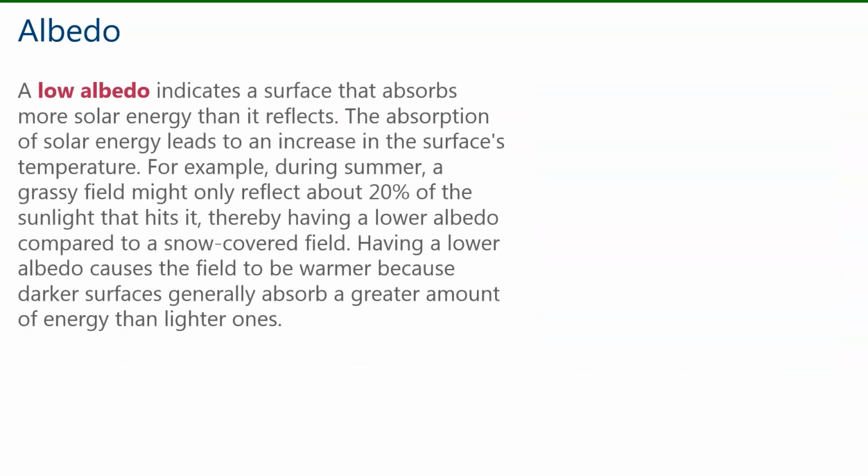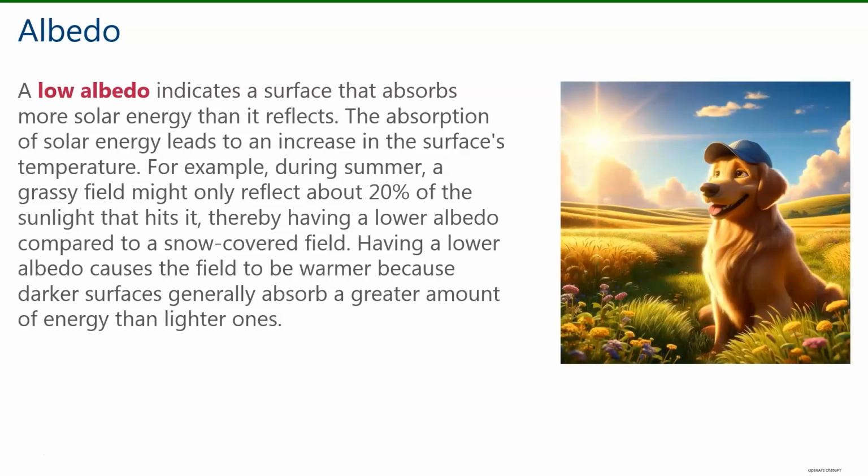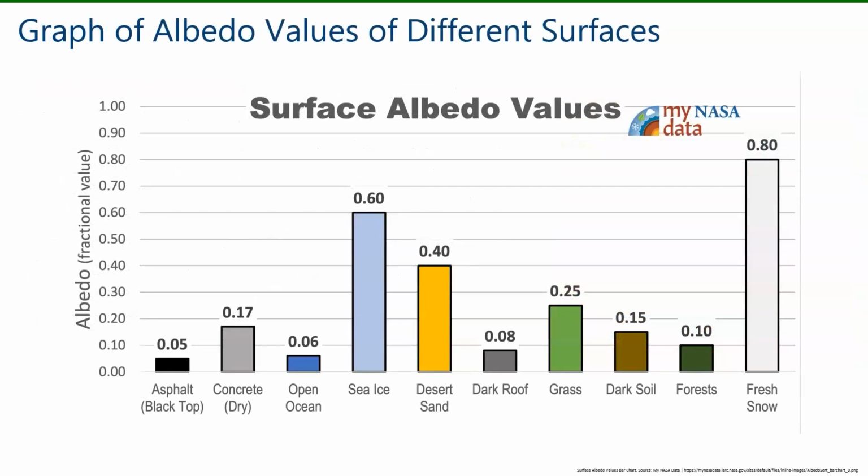A low albedo indicates a surface that absorbs more solar energy than it reflects. The absorption of solar energy leads to an increase in the surface's temperature. For example, during summer, a grassy field might only reflect about 20% of the sunlight that hits it, thereby having a lower albedo compared to a snow-covered field. Having a lower albedo causes the field to be warmer because darker surfaces generally absorb a greater amount of energy than lighter ones. Let's take a look at this graph of albedo values of different surfaces.